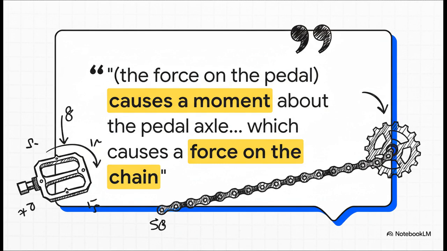And here's the 2-mark answer, straight from the horse's mouth, the mark scheme. Point 1, you have to say that the force on the pedal creates a moment. That's the key physics term for a turning effect, around the pedal axle. Point 2, you then have to connect that to the chain, explaining that this moment creates a force on the chain, which then acts on the back wheel.